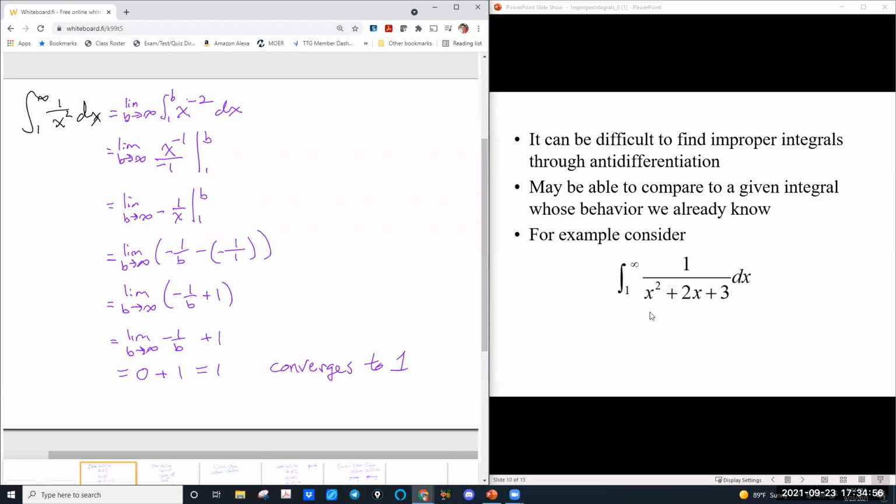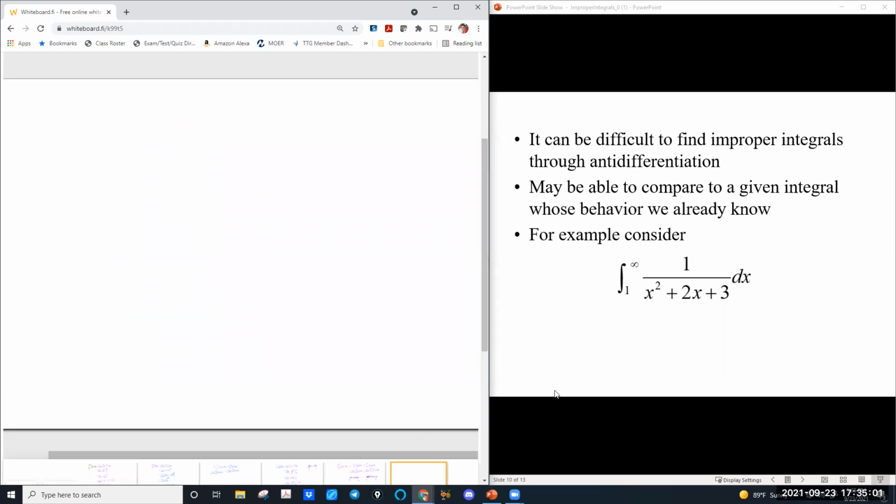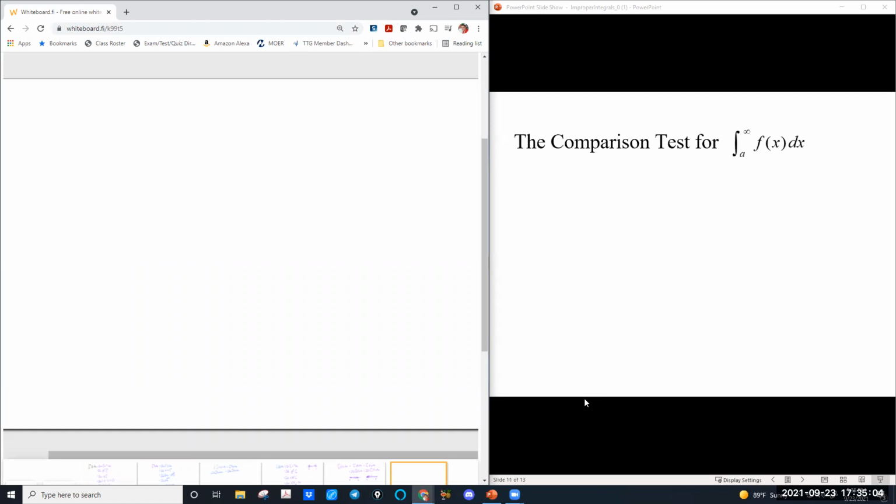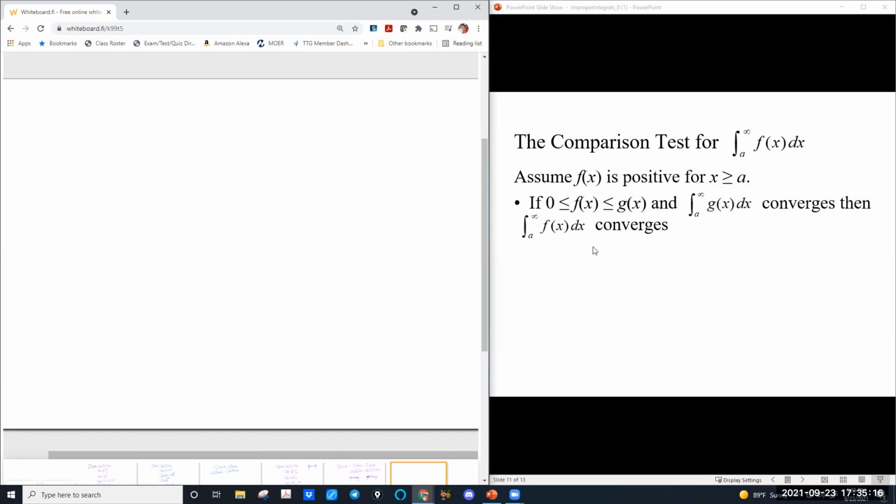So what we're going to do is use something called the comparison test. And I'm going to give you an informal way of understanding what's going on in the comparison test. Let's talk about the comparison test, then we're going to come back and use it on that example we just looked at. All right, so we've got an improper integral from a to infinity. Now, if f of x is less than g of x, and the improper integral of g of x converges, then the improper integral of f of x converges. Let's talk about why that is.